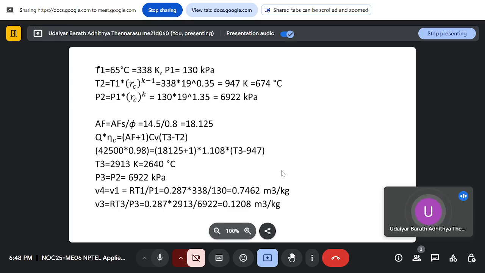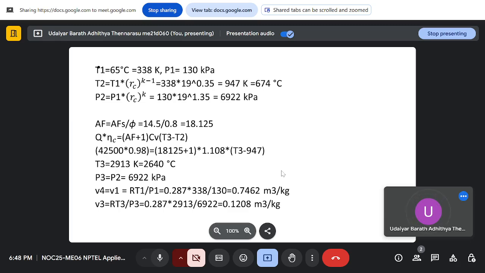In a similar way, T1 is given, and T2 is again your adiabatic process. So T2 is T1 into RC raised to power gamma minus 1. Substituting the values, we get T2 as 947 Kelvin or 674 degrees Celsius, and P2 will be P1 into RC raised to power gamma. So 130 into 19 raised to power 1.35 comes out to be 6922 kilopascal.